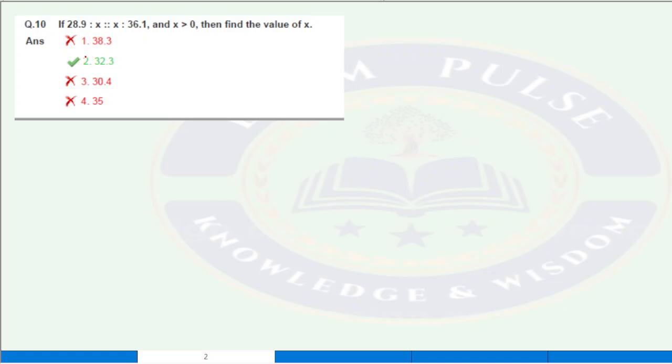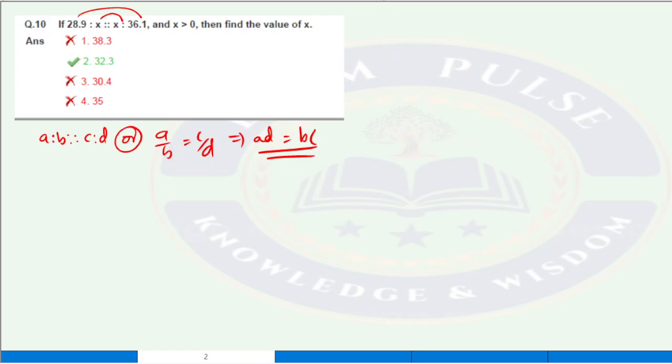Now for the next question, 28.9 is to x, double is to x is to 36.1. If a is to b, double is to c is to d, then a, b, c, d are in proportion. Or it can also be represented as a by b is equal to c by d, then we can call a, b, c, d in proportion. And from this I can write AD is equal to BC, that is, product of end terms is equal to product of middle terms.